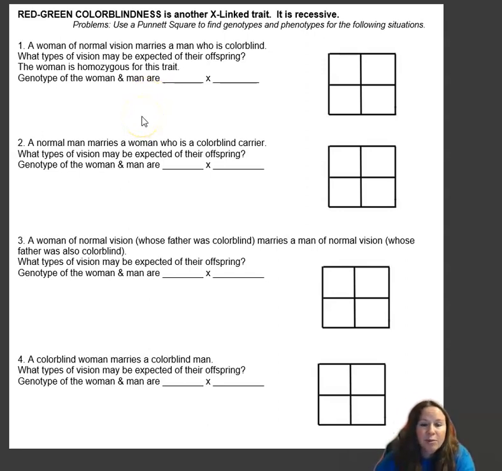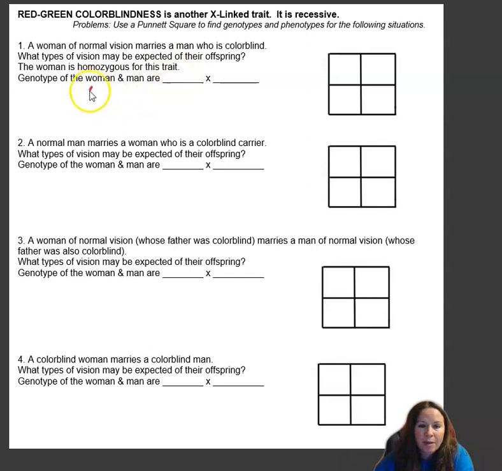All right, let's look at this first problem. A woman of normal vision marries a man who is colorblind. What type of vision may be expected in their offspring? It says the woman is homozygous for this trait.